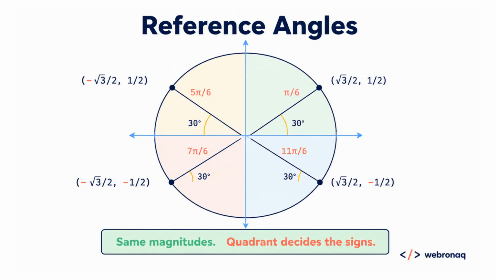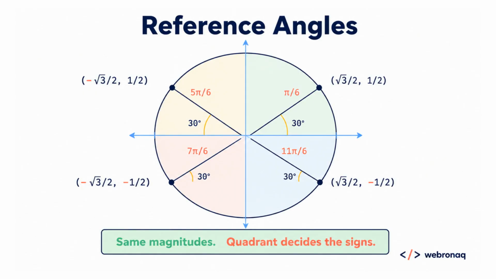So here's the workflow. To find sin or cos of any angle on the circle, say 210 degrees, you do 2 things. First, find the reference angle. 210 degrees is 30 degrees past 180, so the reference angle is 30 degrees. That tells you the magnitude, √3/2 and 1/2. Second, look at which quadrant you're in. 210 lands in quadrant 3, where both cos and sine are negative. So cos of 210 is negative √3/2, and sine of 210 is negative 1/2.